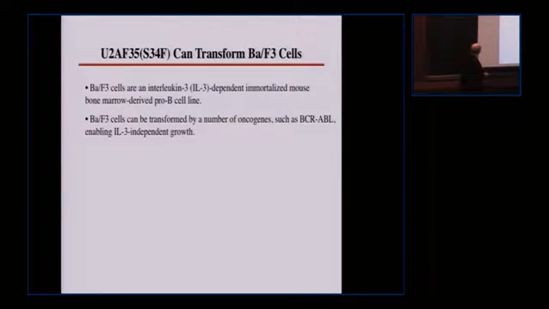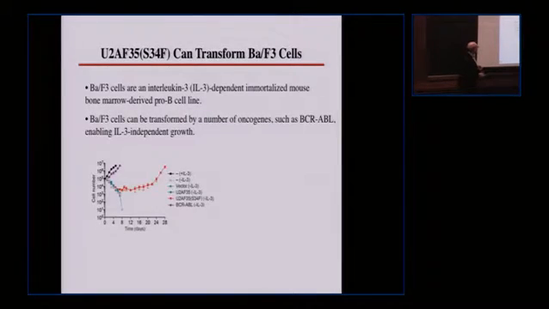So we've been able to transform several immortalized cell lines with oncogenic U2AF35. This is the S34F variant. It's the most common form. But most of the experiments that we've done have been in BaF3 cells. This is an interleukin-3 dependent immortalized mouse bone marrow-derived pro-B cell. It's been used to detect oncogenic activity of a number of oncogenes, such as BCR-ABL. And when the cells become transformed, they enable IL-3 independent growth.